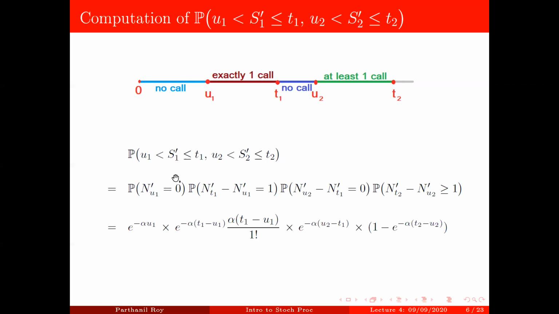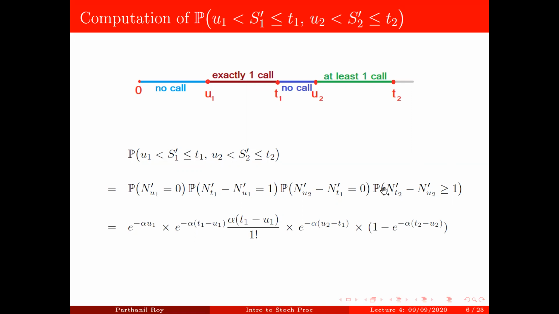So a Poisson random variable with parameter alpha times U1 taking the value 0 has this probability. Similarly, this probability is equal to this. This is the probability that a Poisson random variable with parameter alpha times T1 minus U1 takes the value 1. Again, this one is a Poisson random variable taking the value 0, where the parameter is alpha times U2 minus T1. And then finally, we have this probability, where this is a Poisson random variable with parameter alpha times T2 minus U2, but you have to compute the probability that it takes a value at least 1.